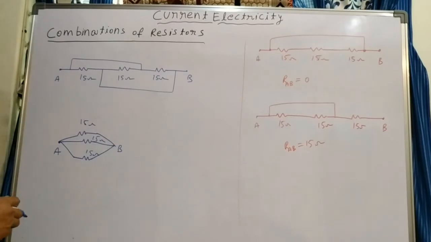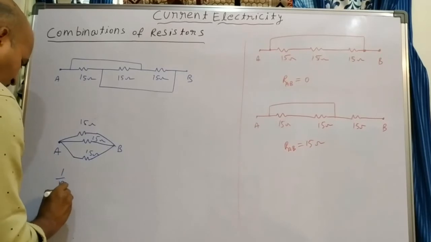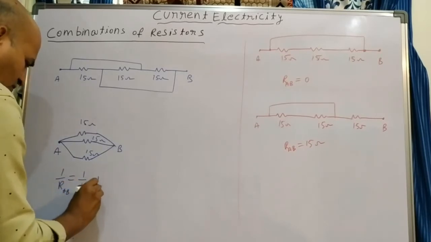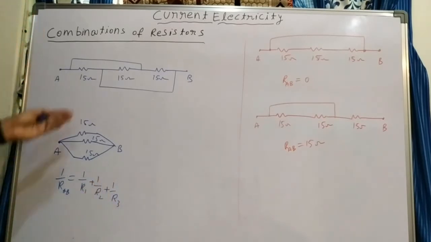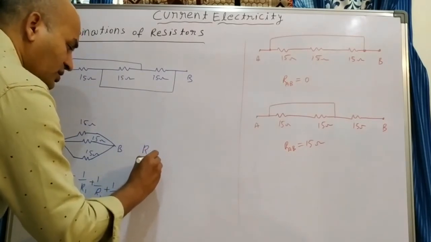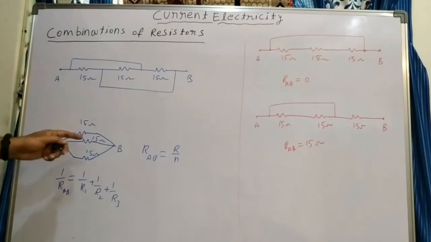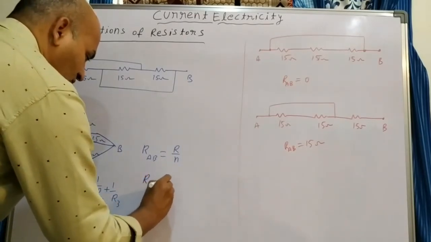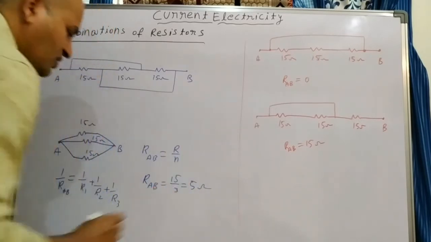So in case of R parallel, what can you write? You can use this formula: 1 by R parallel AB is equal to 1 by R1 plus 1 by R2 plus 1 by R3. Otherwise, for identical resistors, RAB is equal to R by N. How many are there? 3 are there. R value is 15. So RAB is equal to 15 by 3. That is 5 ohms we get.